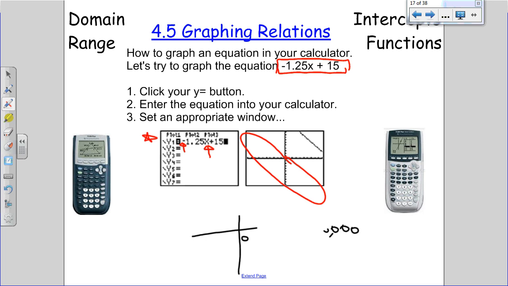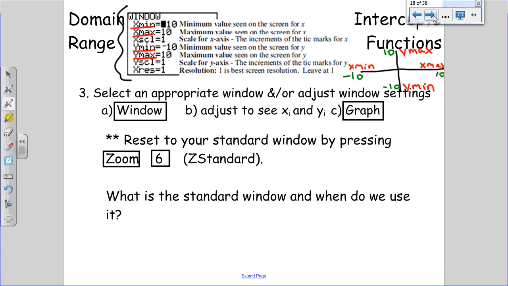So I want you all to go back to click your window button. So you're back on your window button. It should look like this. There you go. That should be what you do. What we're going to do is set a window that makes more sense for us so that we can see the X-intercept and the Y-intercept.